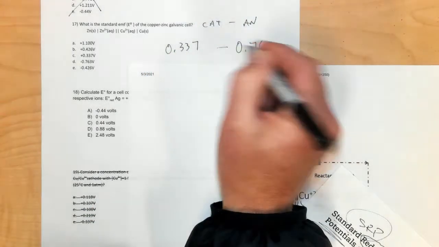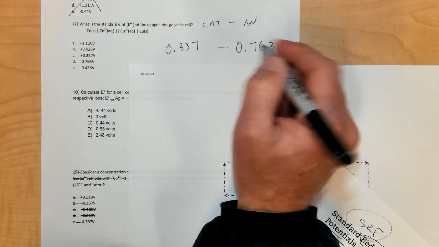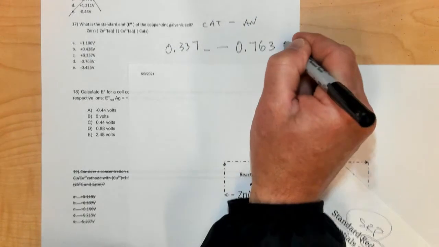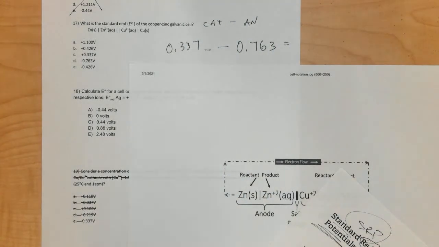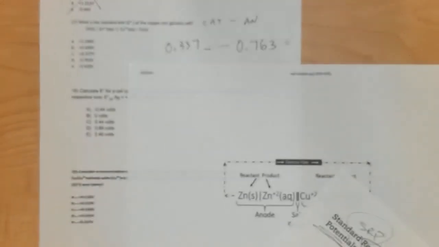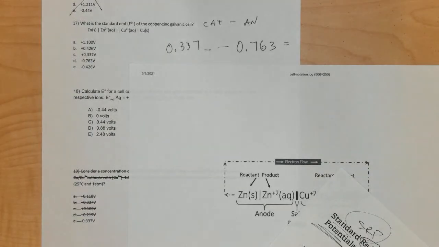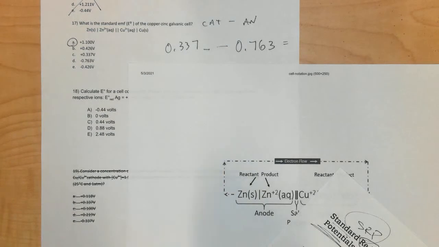So 0.337 minus a minus 0.763, and when you do it in your calculator, that one ends up being letter A right here, 1.1 volts.